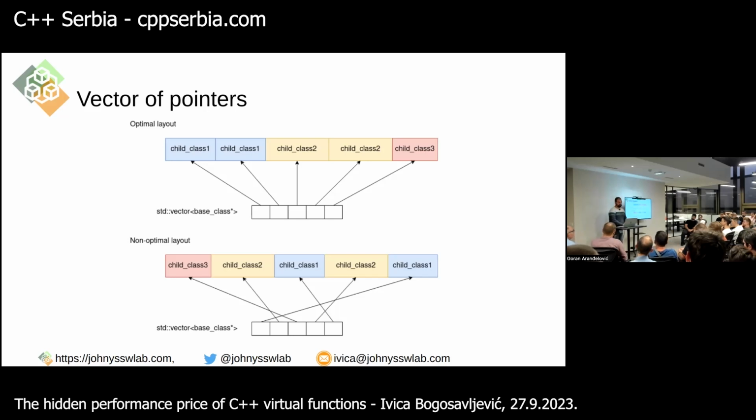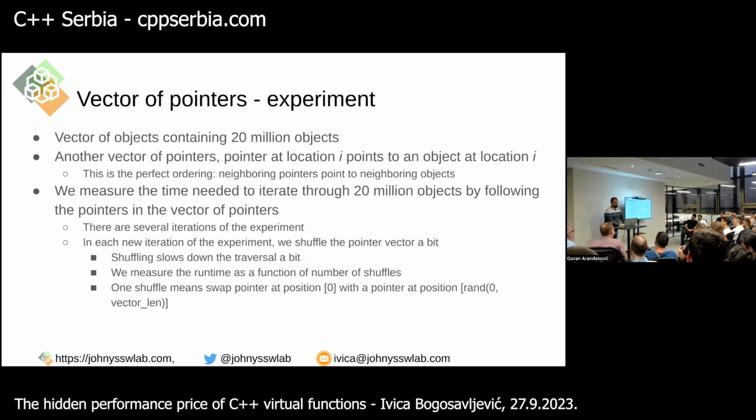Oh, sorry, I forgot. So the question was how can I create an optimal layout? I wasn't using new and delete. I was just using two vectors, one with pointers, one with objects. Okay, let's move on.